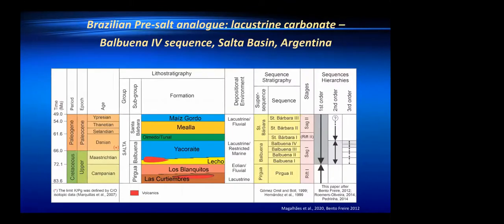The second case study refers to the application of high resolution seismic stratigraphy in lacustrine carbonate from the Balbuena IV sequence in the south of Salta, Argentina. The Balbuena IV sequence consists of 15 to 70 meter thick TR cycles composed of a basal shale interval overlain by carbonates. And the cycles are bound by subaerial unconformities. The ideal and complete high frequency cycle suggests accommodation, I mean the lake level, was ultimately controlled by the ratio between precipitation (P) and evaporation (E).